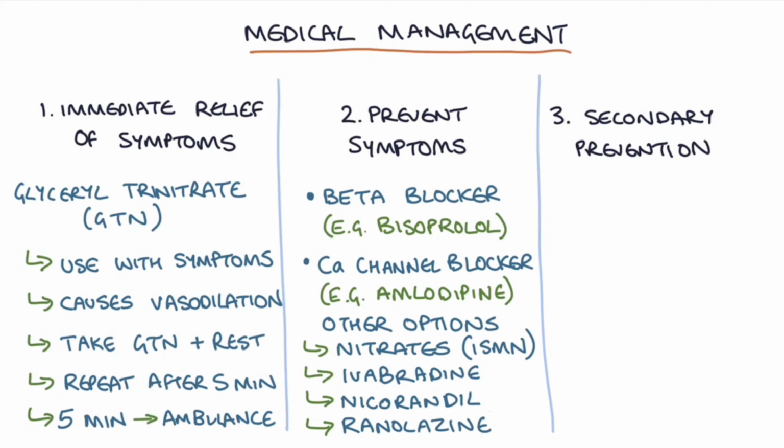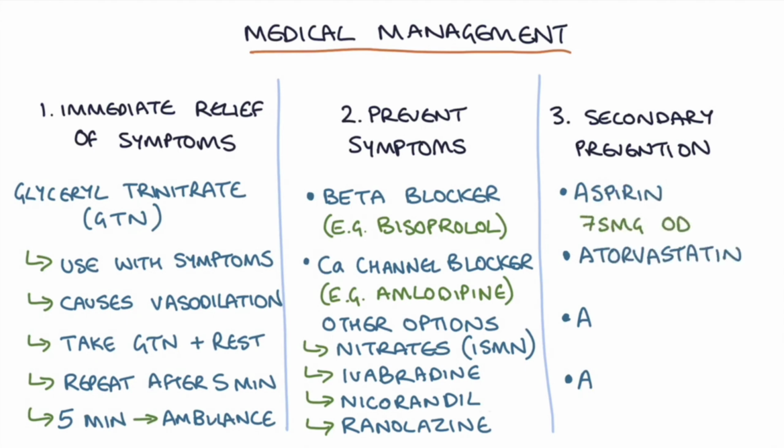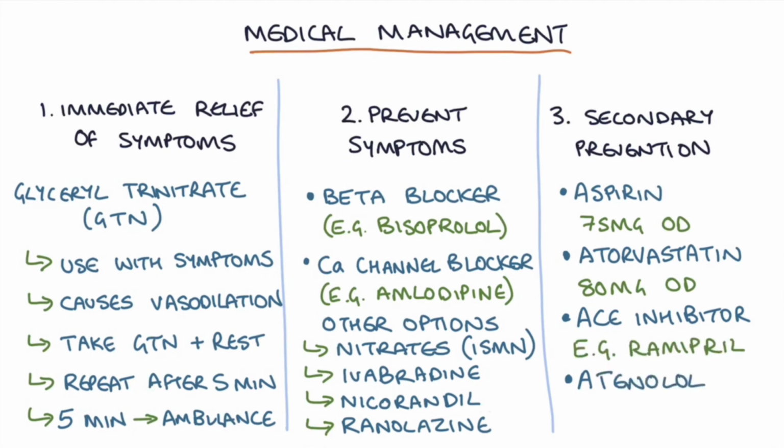Then the third thing we talked about was secondary prevention, and we can remember the secondary prevention as the 4 A's. Firstly, aspirin, which would be 75 milligrams once a day, atorvastatin, which would be 80 milligrams once a day, an ACE inhibitor such as ramipril, which would be titrated to the maximum tolerated dose. And then the 4th A is usually atenolol, which basically clues us that they need a beta blocker, but they're most likely to be on a beta blocker anyway for symptomatic relief.